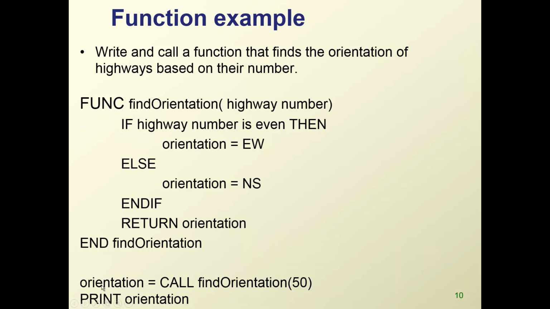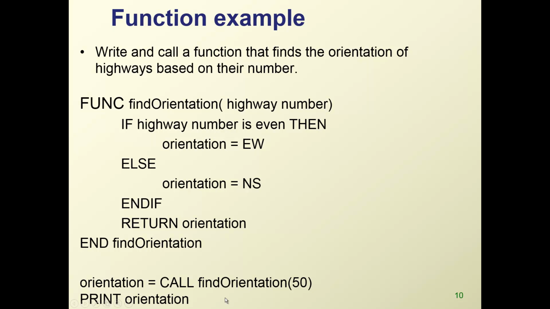So down here we're actually calling the find orientation function. In this case we're passing in the number 50 and printing the orientation. So if we pretend this were code, we would go in here and what would it print down here? East-west. Yeah, east-west. That's right.